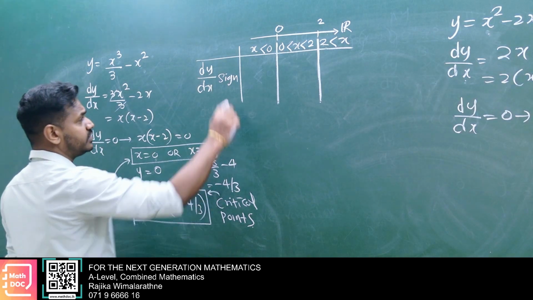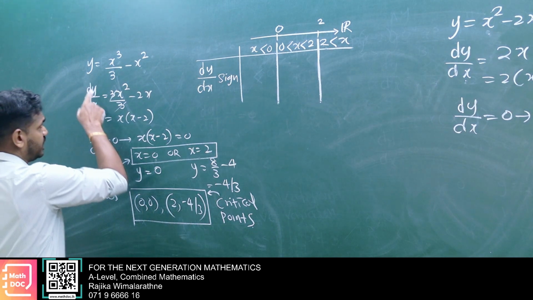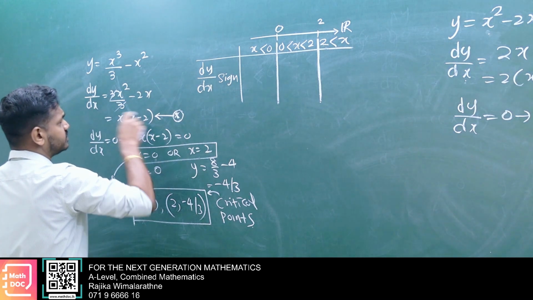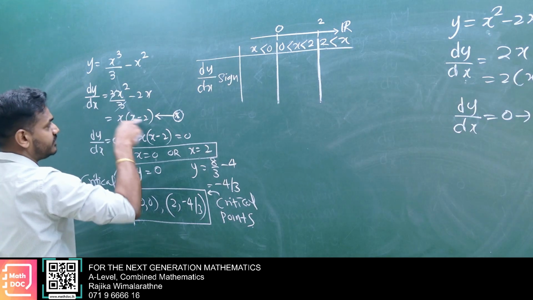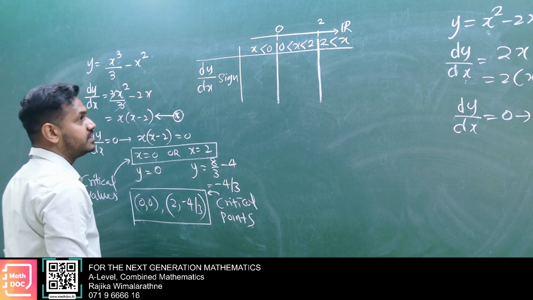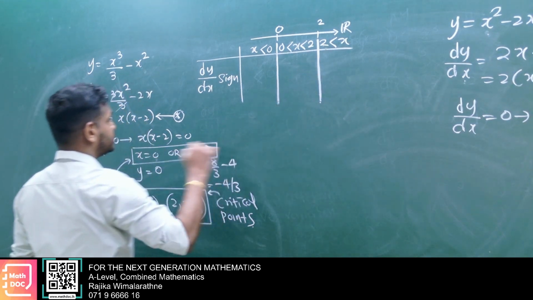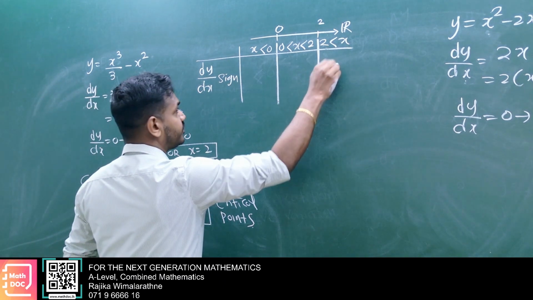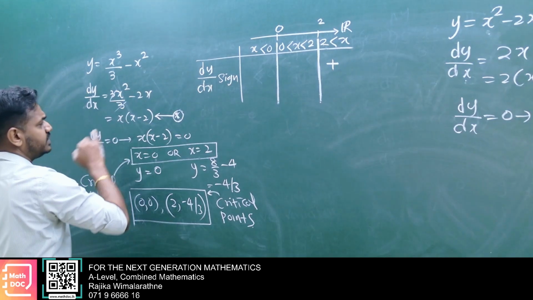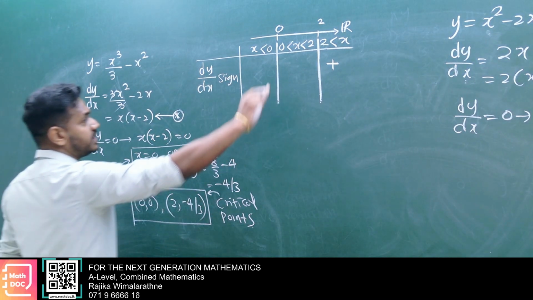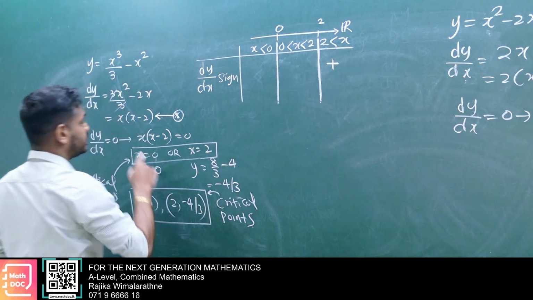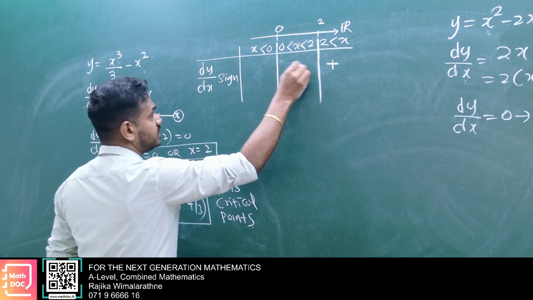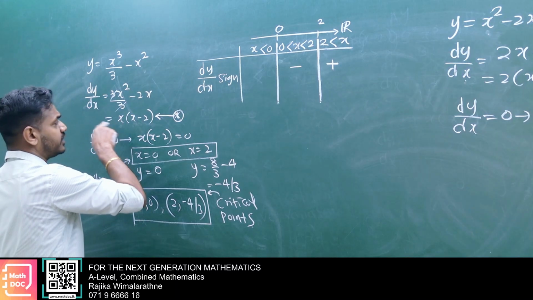Now you need to check the dy over dx sign. Here dy over dx, we can take that from here. So we have dy over dx in factor form, then we can identify the sign. Greater than 2, you take some value greater than 2, substitute here, we get a positive answer. You take 3, substitute 3 minus 2 into 3, positive. In the 0 to 2 region, take 1, substitute here, 1 into 1 minus 2, negative. Less than 0, negative product, positive.